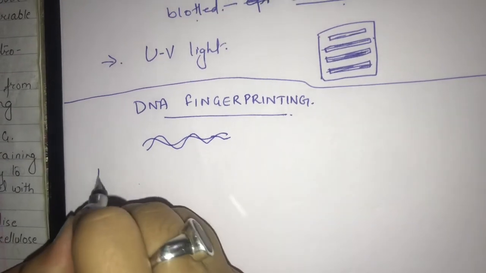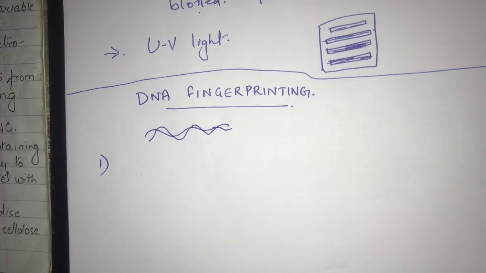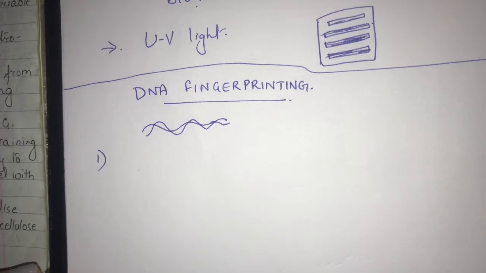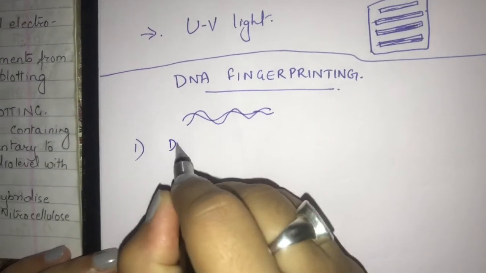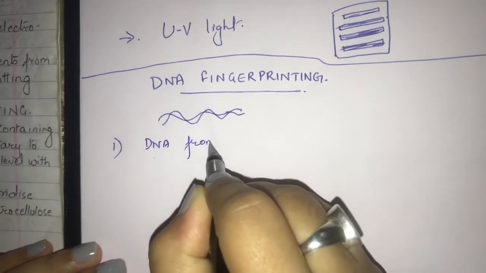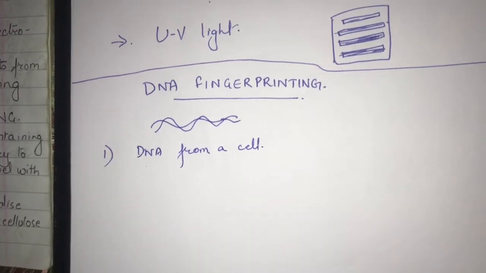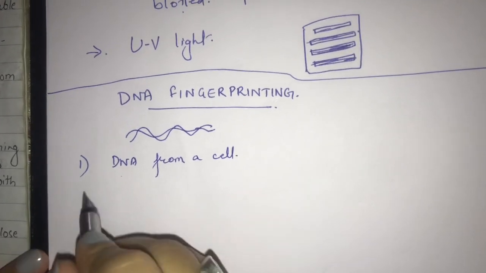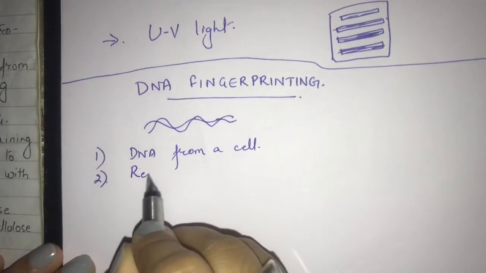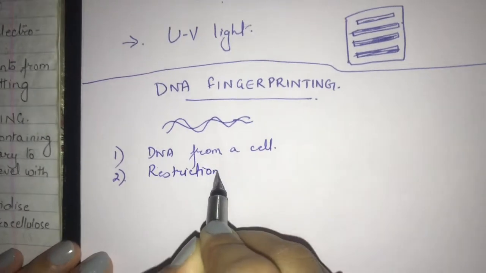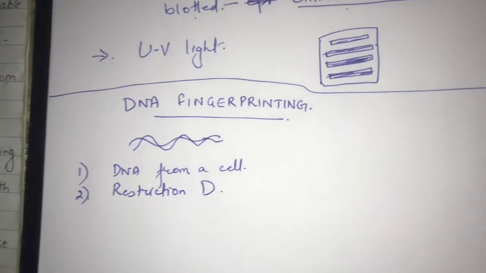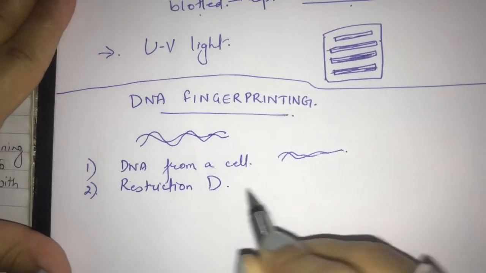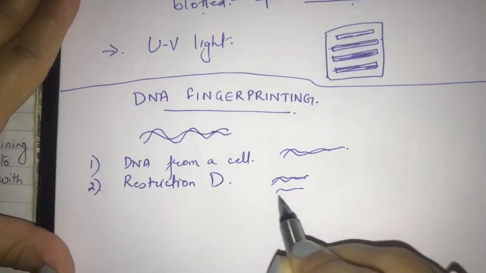Now, what are the steps involved in DNA fingerprinting? At first, extract the DNA from the cell. That means we need to isolate or extract the DNA from a cell, any cell, it can be blood cell, saliva, whatever. Now, after that, restriction digestion to generate restriction fragments. Now, when this long DNA is digested, it forms smaller segments.